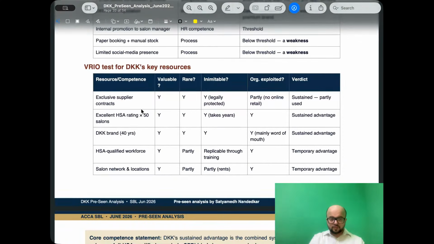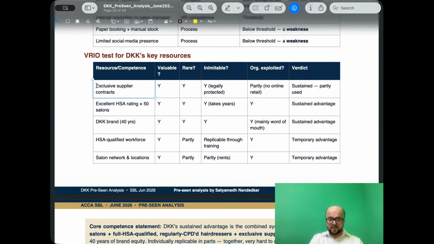Okay, now VRIO test for DKK's key resources, exclusive supplier contracts. Is it valuable? Yes. Is it rare? Yes. Is it inimitable? See, exclusivity means you can operate through DKK and not through anyone else. So nobody can copy that. That is inimitable. And is it exploited by the organization? Partly, but there is no online retail. If you were doing online retail, you would have been able to increase your sales better. You are only selling these products to those customers who are walking into your store. Okay. Then verdict is that it is sustained, partly used. You can do way more with exclusive supplier contract.